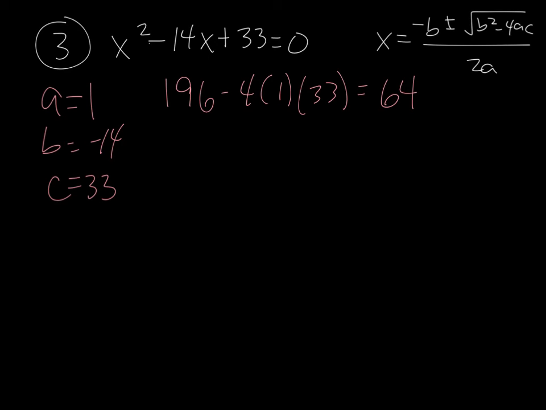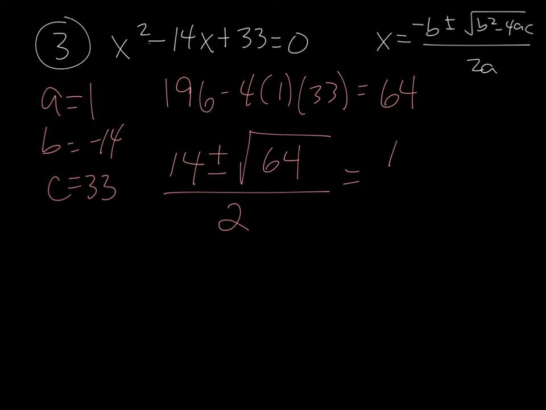So when we do the whole formula, since my b was already negative, opposite of negative 14 would be positive 14, plus or minus the square root of what we just found, so 64, all over 2a. Well, 2 times my a is just 2. Then we ask ourselves, is there a square root of 64? Yes, it's 8, so this becomes 14 plus or minus 8 all over 2.